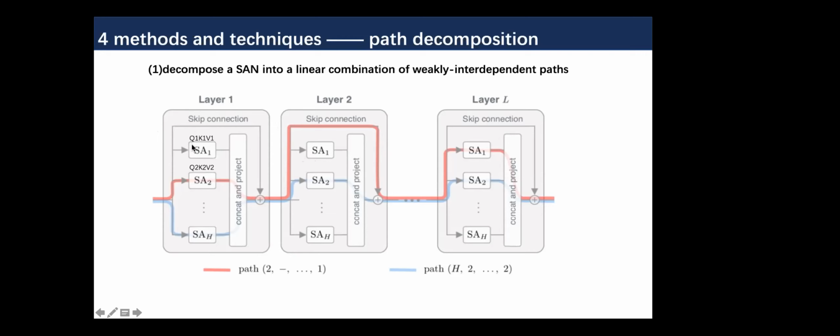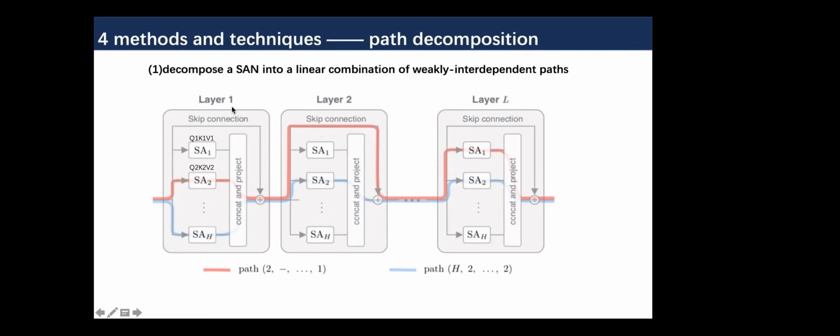You can see that SA1 is calculated by Q1, K1, V1, as I said earlier. And these red lines express one path. You can see that in layer 1, it goes through head 2, and in layer 2, it goes through the skip connection, and until layer L, it goes through head 1. So we say this is a path, and we can have a lot of paths in this whole model.